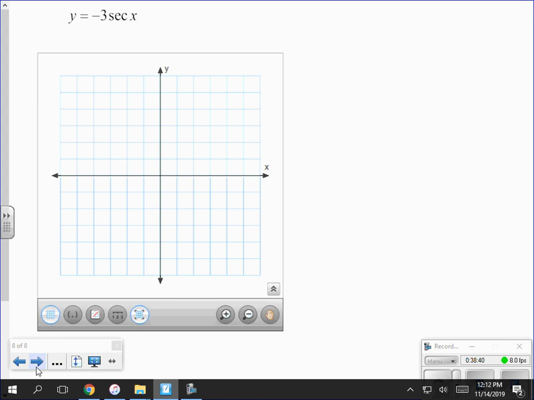Okay. Graph the cosine to get the secant. Actually, you're going to graph negative 3 cosine of x. So graph that and use that to graph your secant. That's the easiest way to do it. That is by far and away the easiest way to do it. And once again, practice for your test.